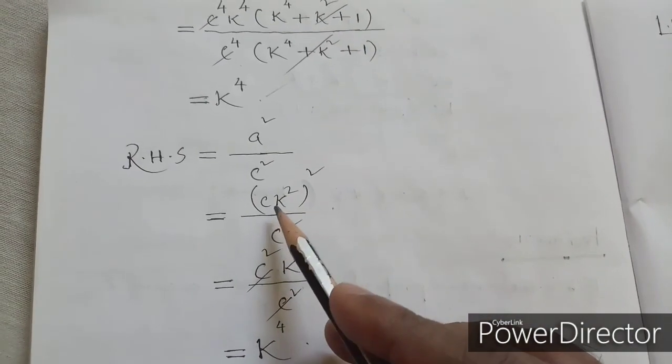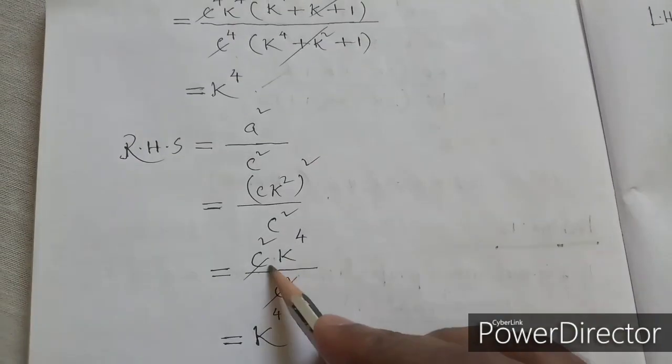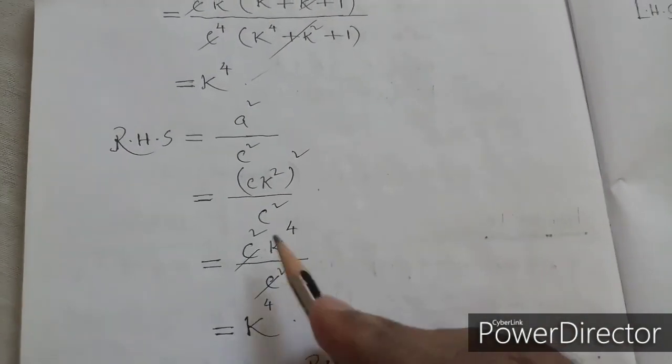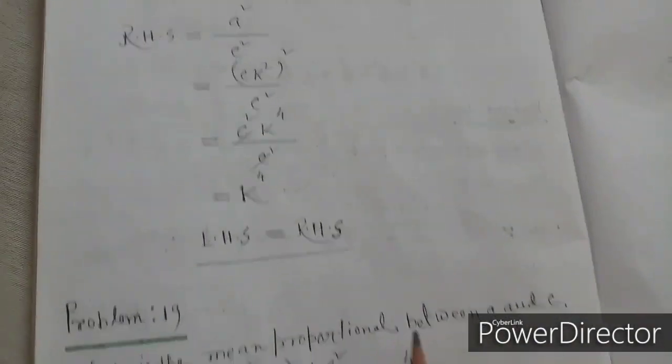Now right hand side, a square by c square. So what is the value of a square? c k square whole square by c square, and this should be c square k to the power 4 by c square. c square cancels out, so k to the power 4. So left hand side equals right hand side, and hence proved.